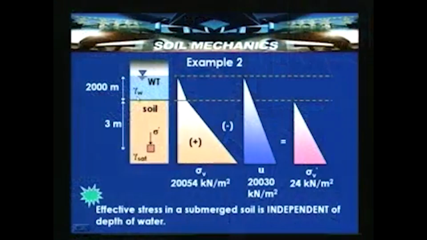So, this is that distribution which is shown for the problem we considered in example 2, where this ZW is equal to 2000 meters. This is the total stress and this is the pore water pressure, and 24 kilonewton per meter square is the effective stress. So, this tells us that effective stress in a submerged soil mass is independent of the depth of the water.